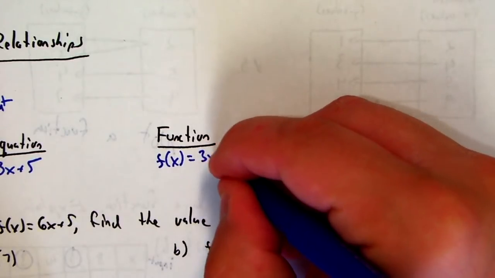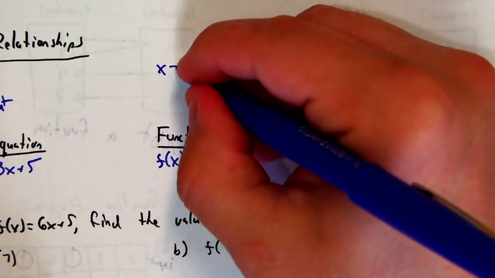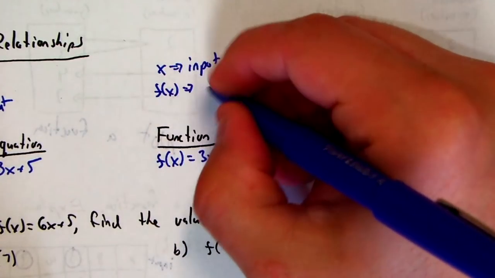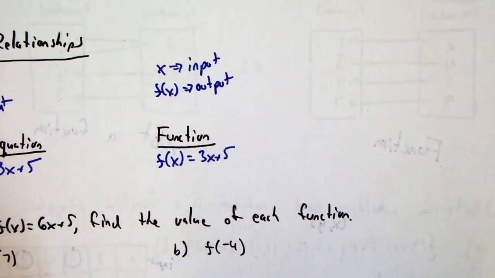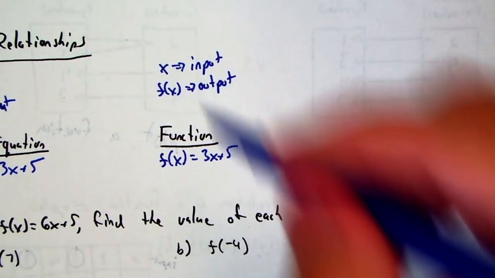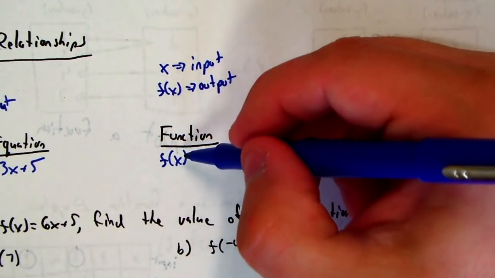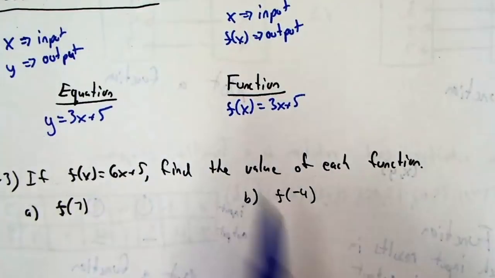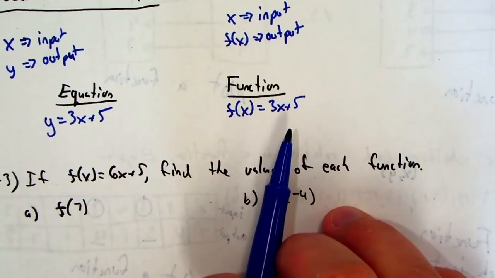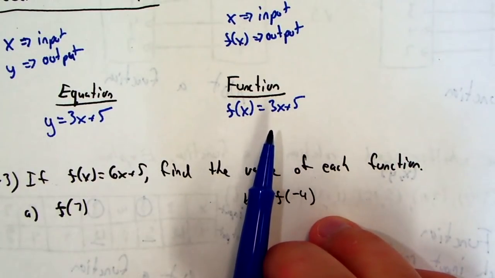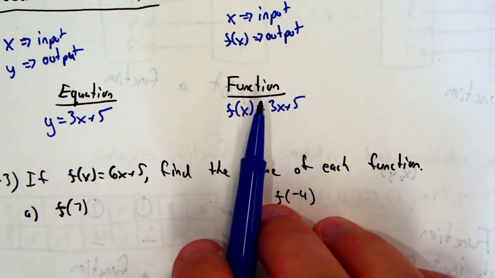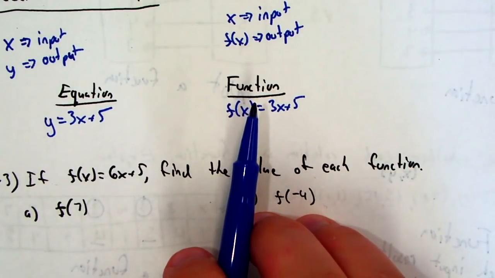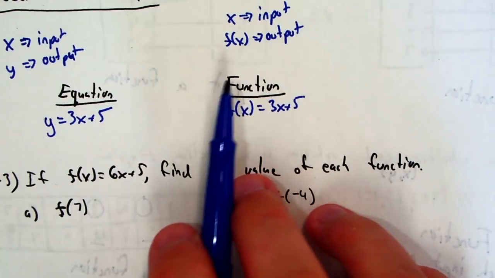In function notation, we actually write it like this, where x still represents the input, but now f of x represents the output. The way this is said is, a function of x is 3x plus 5. We evaluate it exactly the same way we would normally evaluate an equation. In fact, our inputs and outputs would be the same regardless if it's written as an equation or as a function.